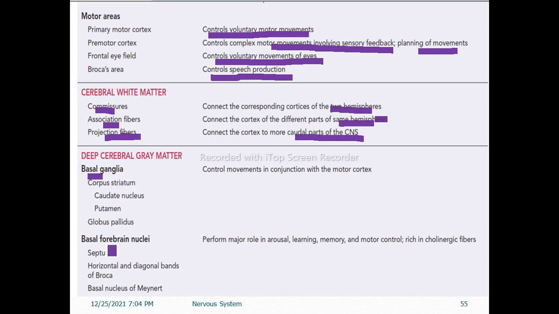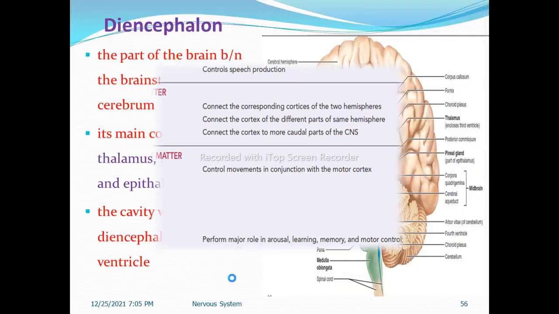This is types of basal ganglia. The other is basal forebrain nuclei. They perform major roles in arousal, learning, memory, motor control, and are rich in cholinergic fibers. They are septum, horizontal and diagonal bands of Broca, and basal nucleus of Meynert. So this is about the deep cerebral gray matter.